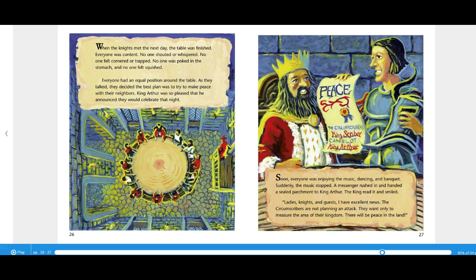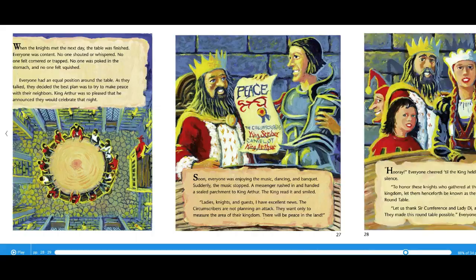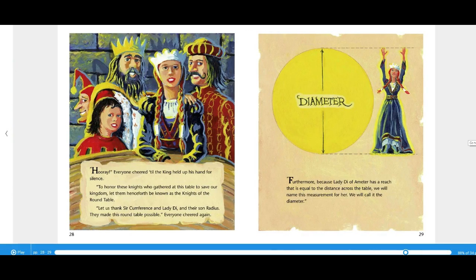So they wrote their neighbors, and everyone was enjoying the dancing and music and banquet, and a messenger came and said, "The neighbors, they only want to measure the area of their kingdom. There actually will be peace." "Hooray!" said everyone. So the king held up his hands for silence, and he said, "To honor the knights who gathered at this table to save our kingdom, let them henceforth be known as the Knights of the Round Table. Let us thank Circumference and Lady Di and their son Radius. They made this round table possible.